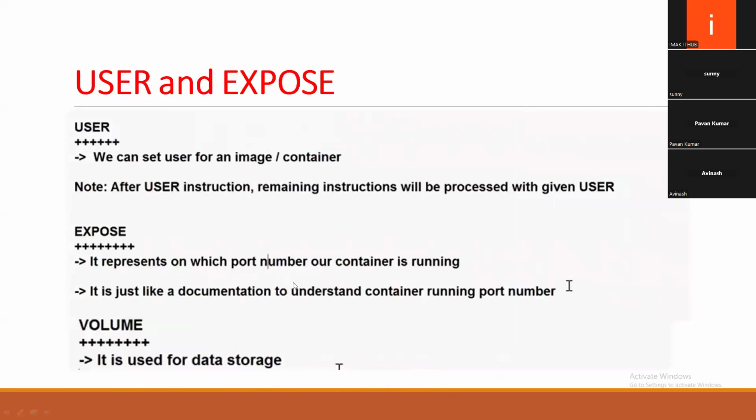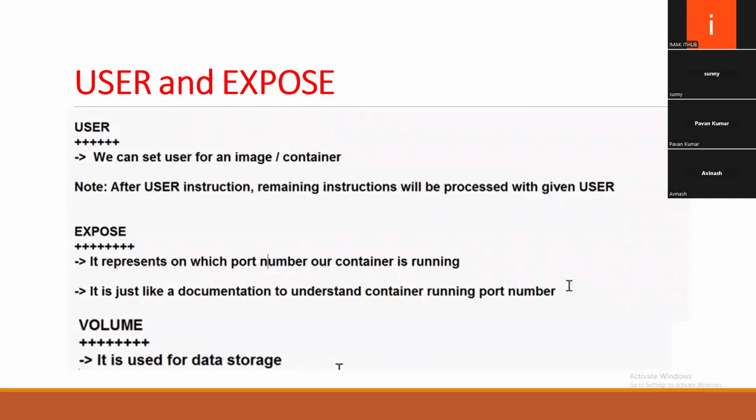Okay. The USER and EXPOSE. With USER we can set the user for an image container. After the USER instruction, the remaining instructions will be processed with the given user. EXPOSE represents on which port number our container is running. Right, guys? What is EXPOSE? EXPOSE is nothing but it represents on which port number our container is running. It's just like documentation to understand the container running port number, right?